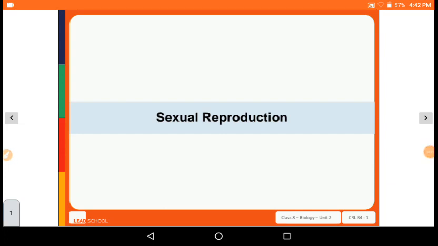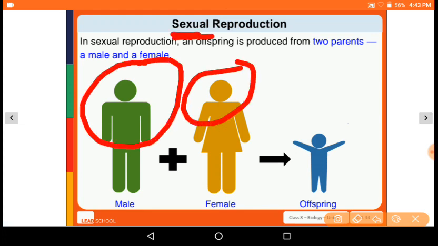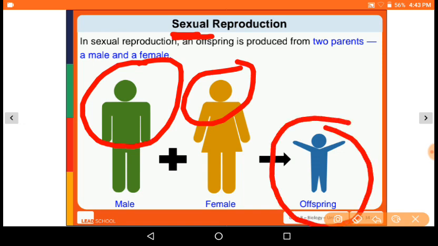Now let us start sexual reproduction in this chapter. In sexual reproduction, an offspring is produced from two parents, a male and a female. The offspring is called a child. For example, mummy, papa and you.